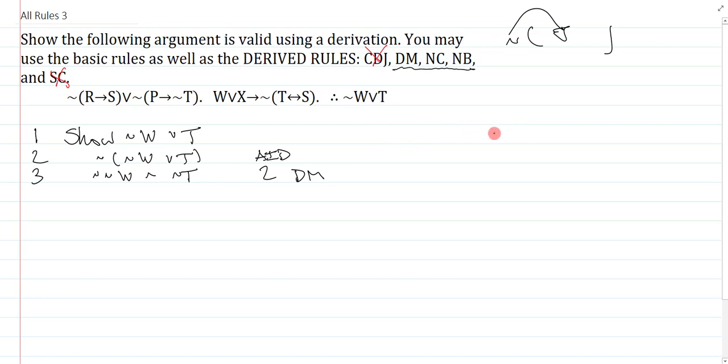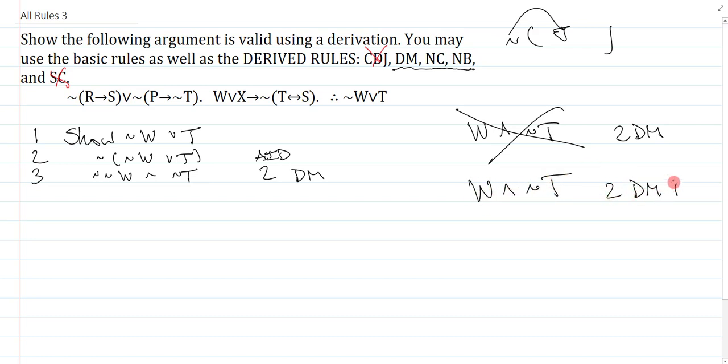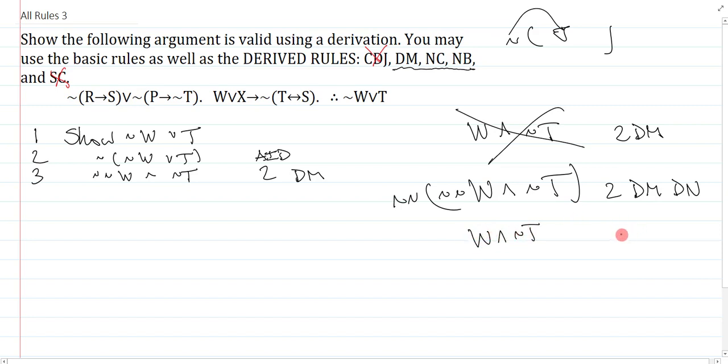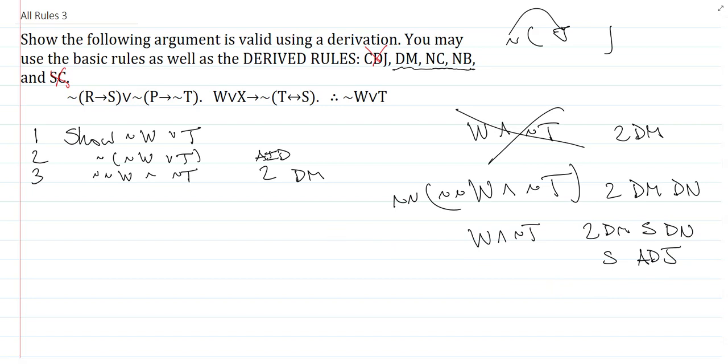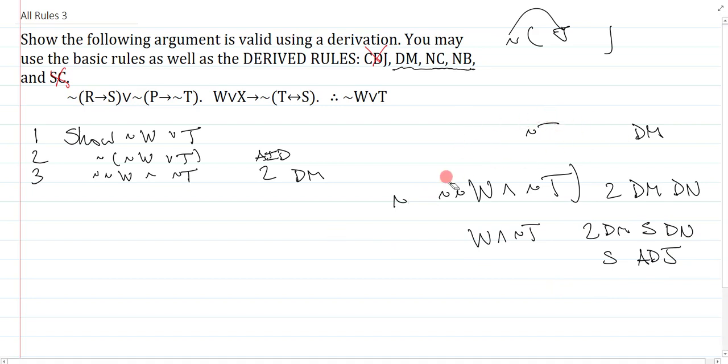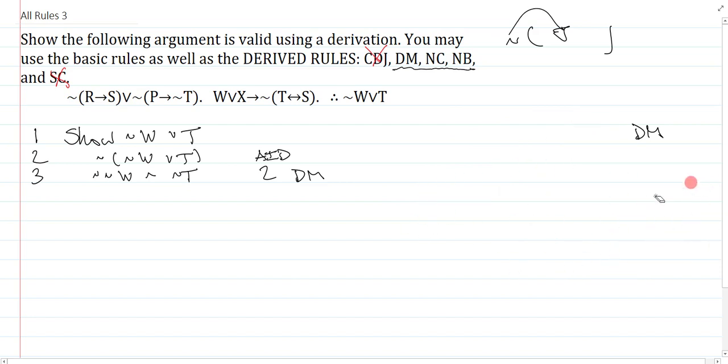Be careful. You are not allowed to say that the result is W and negation T. That does not follow from two De Morgan's. You can also not say this, W and negation T, two De Morgan's double negate. That's not true, because if you had double negated it, it would have actually looked like this. That's the double negation of the De Morgan's, and that's not what you meant. If you want to do the shortcut to this, you would have to say something really annoying. Your code would be 2 De Morgan's, simplify, double negate, simplify, and then a join. That is the true code to get all of this, but in my opinion, that's just a waste of time. You can get rid of the negations whenever you want.